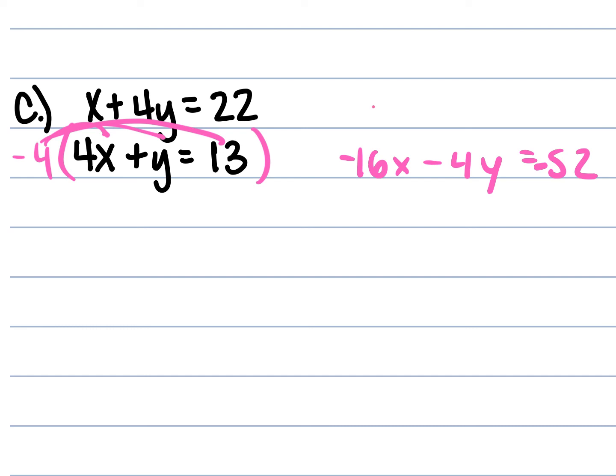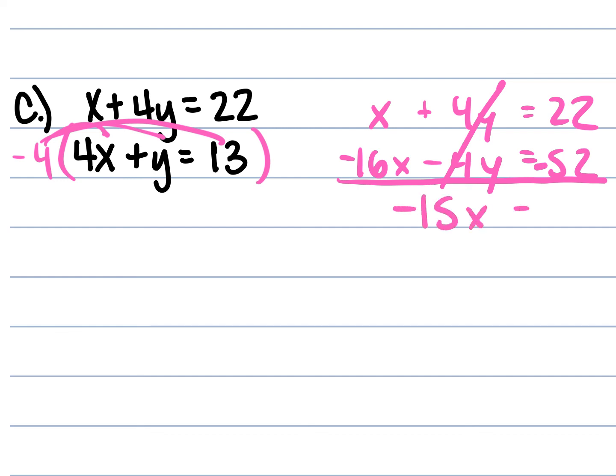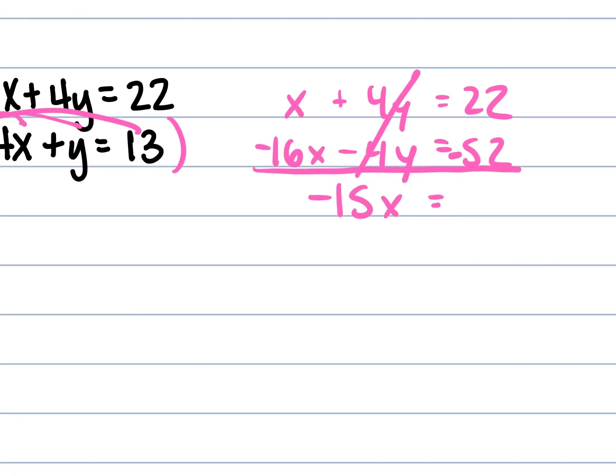All right, and in our first equation, I'm just going to rewrite it on top. So x plus 4y is equal to 22. Which variable is going to cancel here? The 4y's. So what is x minus 16x? -15x, perfect. And then 22 minus 52? -30. So -15x is equal to -30.